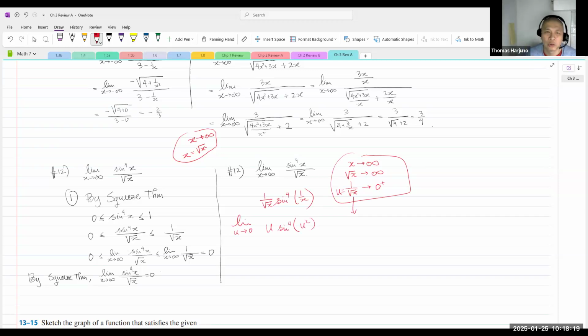And actually I just try to relate that to this kind of question: limit as theta goes to 0 of sine theta over theta. Do you remember what this is? This is equal to 1.